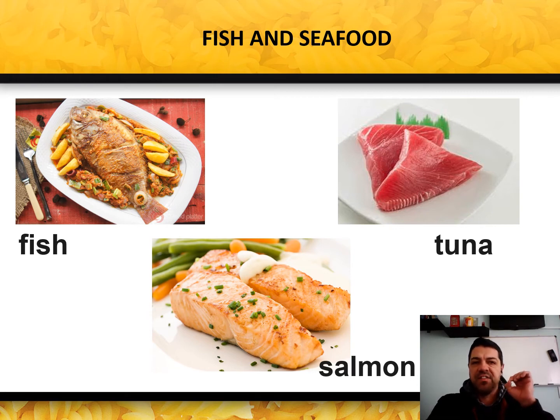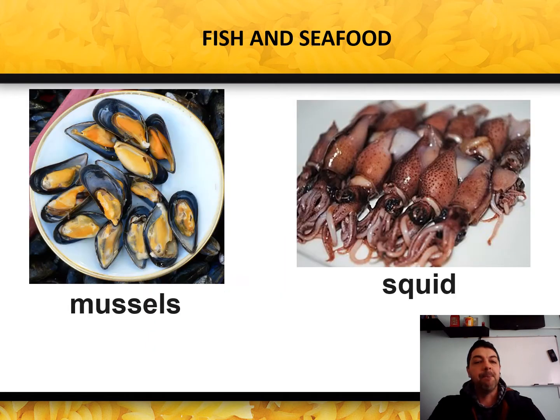Be careful, guys, with the pronunciation of this word. When you pronounce it, you don't say the L. So it's salmon, yeah? We have the fish, tuna, and salmon. Another kind of seafood is very common. Mussels and squid. That's something more difficult for people to enjoy. For example, I personally don't like mussels, but I have already eaten squid, you know? Mussels and squid. Can you identify by the picture?